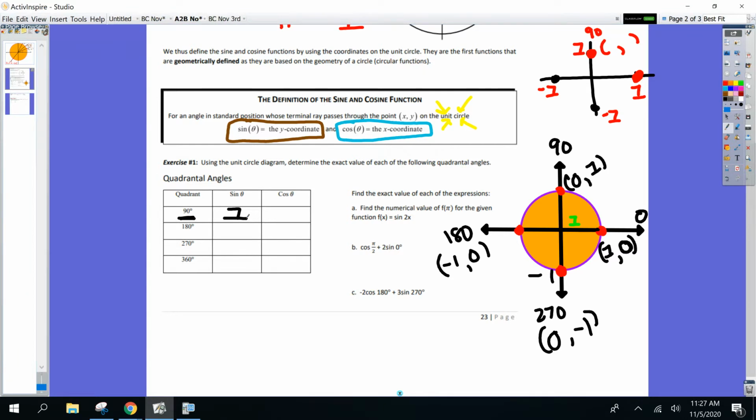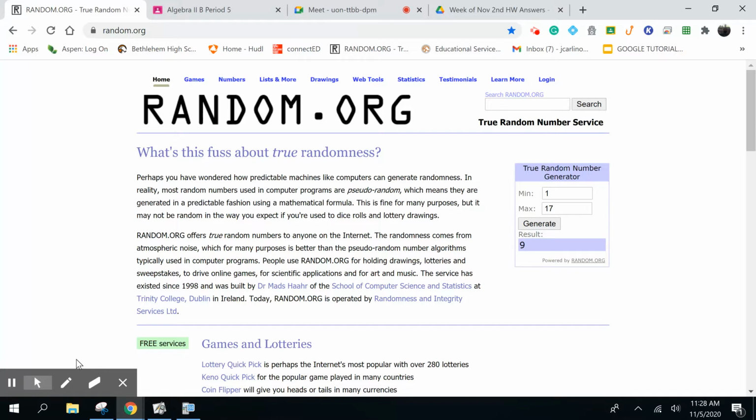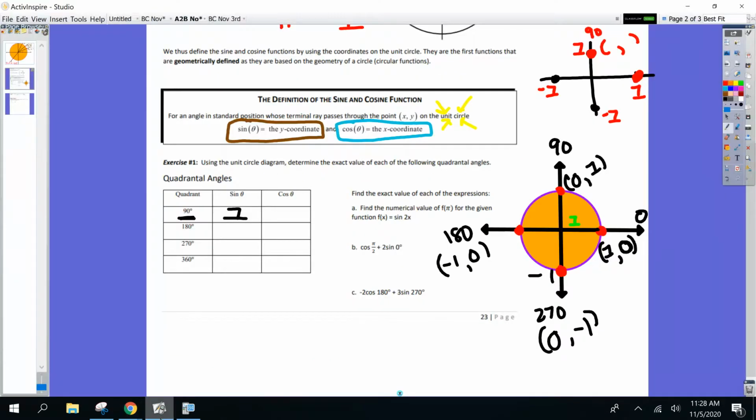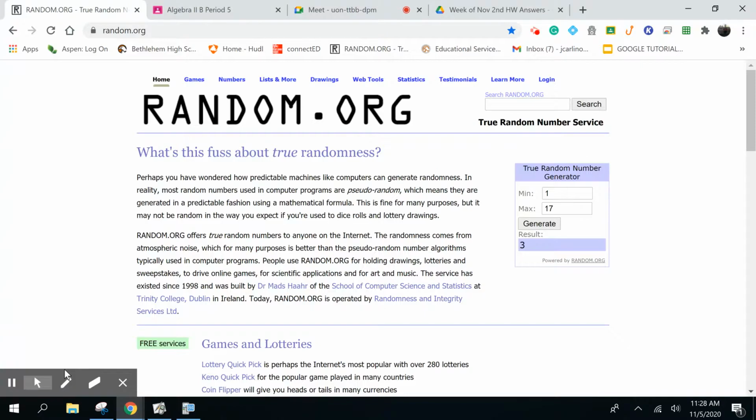I got that by going to 90 degrees and taking the y coordinate. Cosine is what coordinate? Anna, cosine is what coordinate? The x coordinate, which is what at 90? 0. So the cosine of 90 is 0. Everyone's seeing how we're using this now. The sine is the y coordinate of whatever degree I'm at, and the cosine is the x coordinate of whatever degree I'm at. So let's go to 180 now.